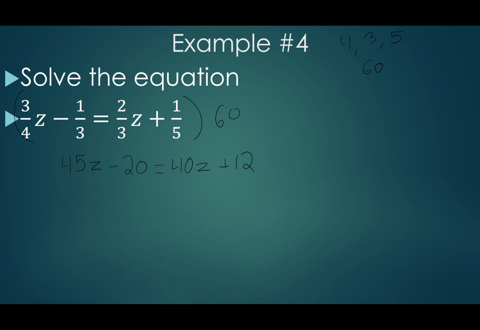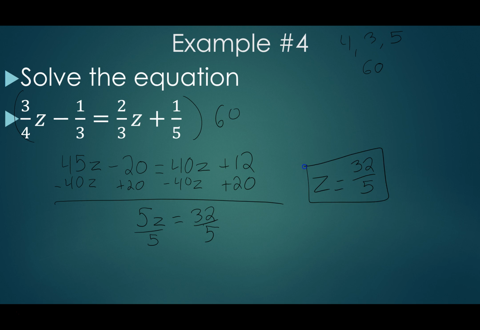Where again, we want to combine like terms, so we're going to move the 40z over by subtracting to combine with the 45z. And we'll add the 20 to combine with the 12. So we'll get 5z on the left-hand side and 32 on the right-hand side. So we divide by 5. For this particular problem, the number is not going to go in evenly, so we can leave it as the fraction 32 over 5 because that's fully reduced. Or we can divide and get a decimal, which in this case would be 6.4.